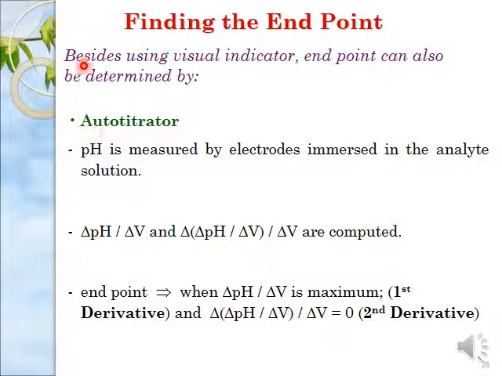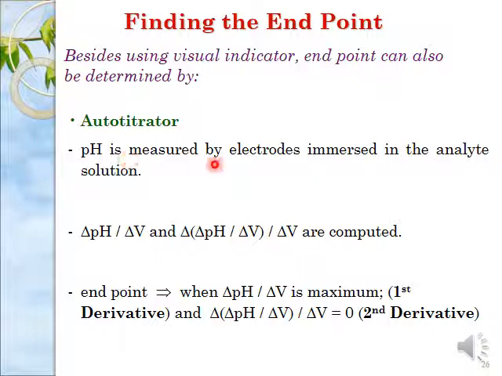Besides using a visual indicator, which can somehow interact with the sample or the titrant due to excess addition of indicator or the wrong selection of indicator, we can use an auto titrator instead. This means we don't need to put in an indicator, only the analyte of interest, and then you titrate. So how does an auto titrator function?